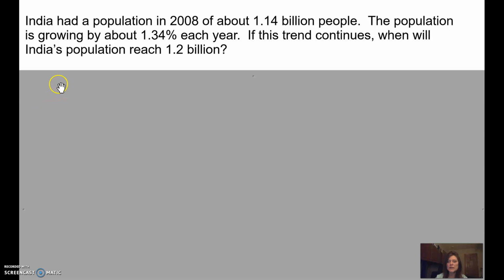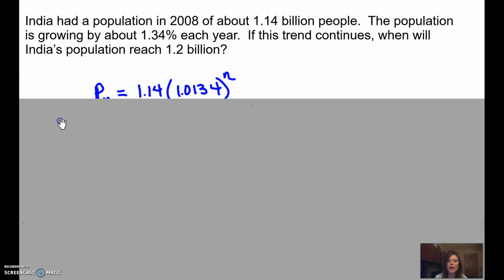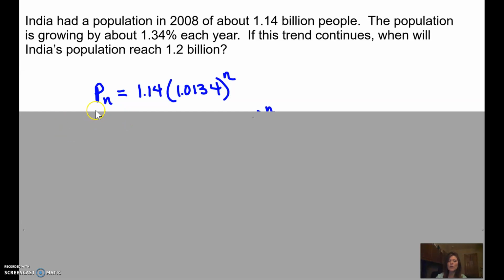All right, well, we know this is exponential growth because it's a consistent rate or percent of change. And so I'm going to use the general model. P sub n is equal to 1.14, the initial, times 1.0134 raised to the n. Remember that inside thing that's being raised to the exponent is 1 plus the growth rate, the growth percentage. If it'd be decreasing, we'd subtract. All right, so that's our general formula.